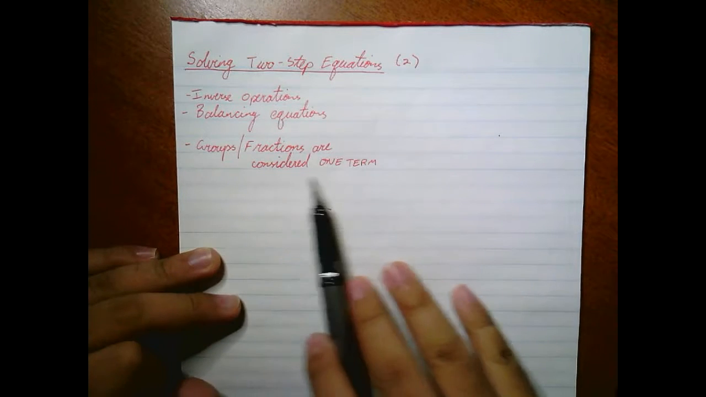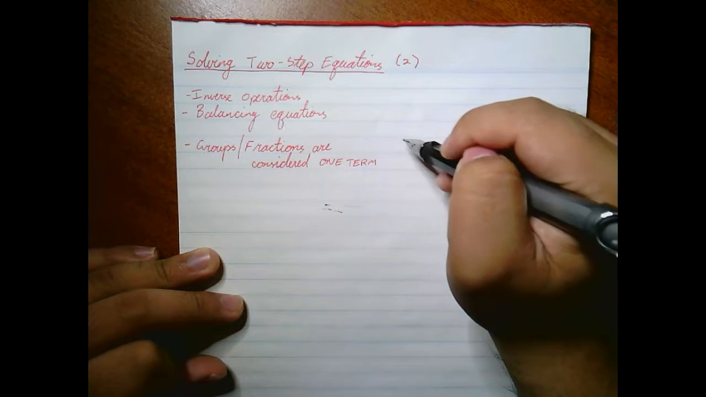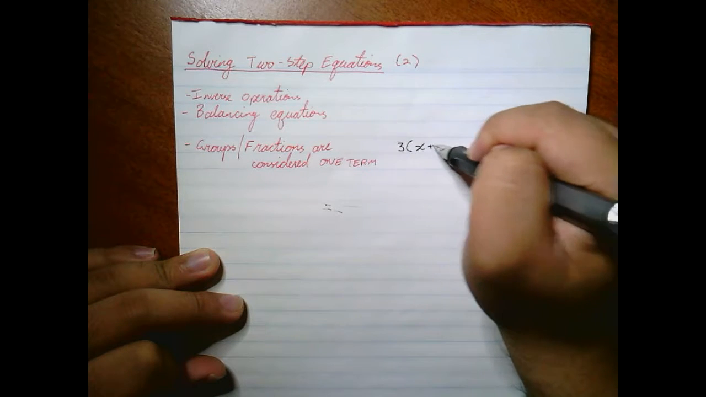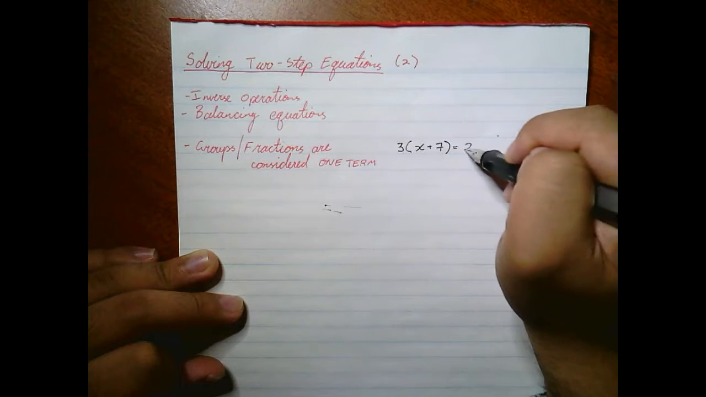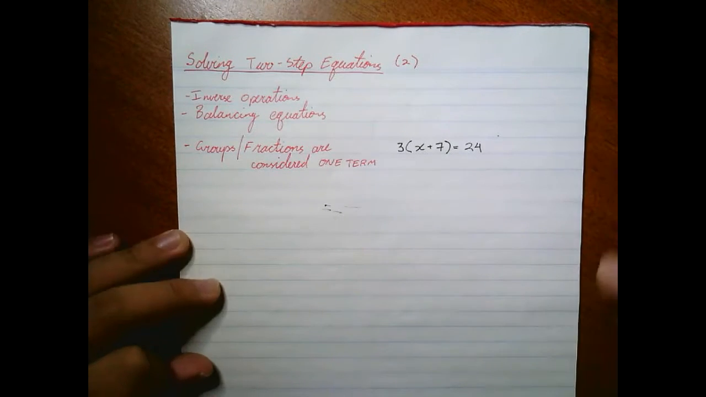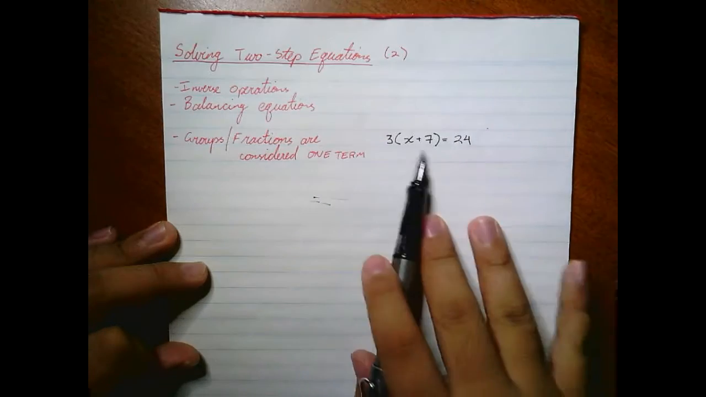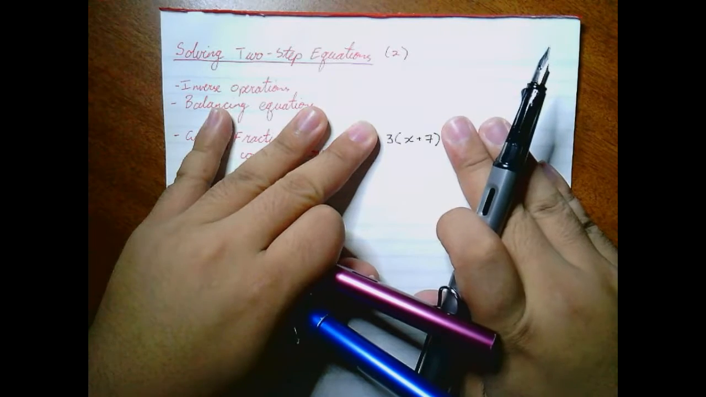Now the new thing that we have to take into consideration is that groups and fractions are considered as one term. And what that means is if we had, for example, 3 outside x plus 7 equals 24. This is considered one term. This entire group is considered one term.